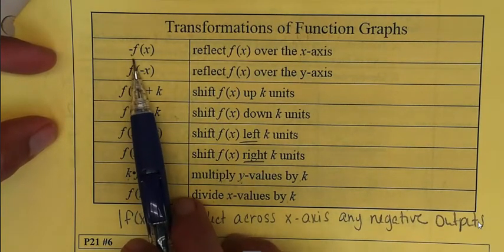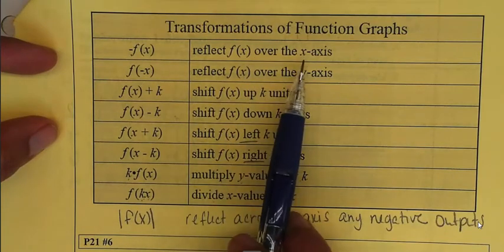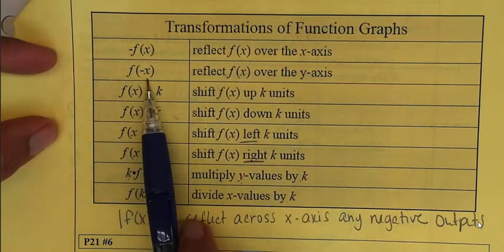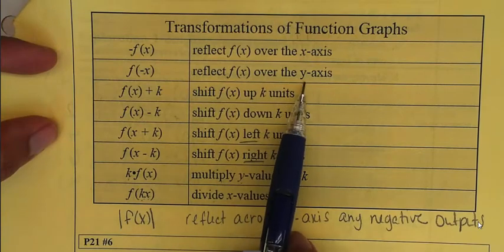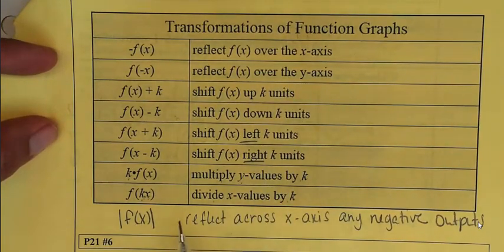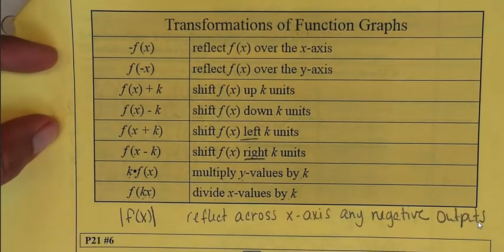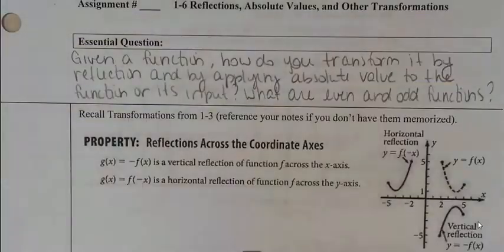So negative f of x, you reflect f of x over the x-axis. F of negative x, you reflect f of x over the y-axis. And then the absolute value is a reflect across the x-axis of any negative output. So those are what we're going to go over, and nothing really new here. Okay.